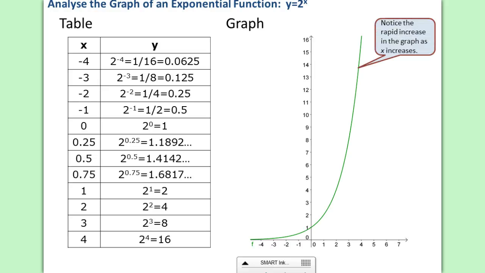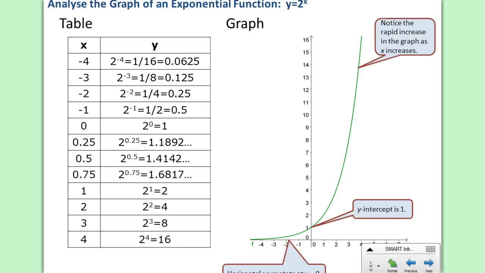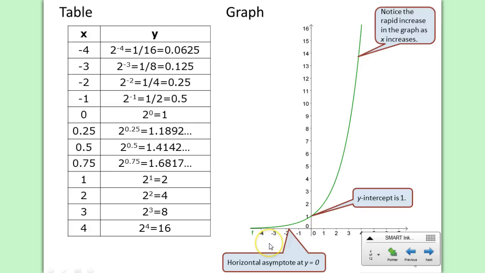What are its characteristics? Well, we notice, as it says, rapid increase. The y-intercept is 1. It has a horizontal asymptote of y equals 0. That's important. The graph increases slowly as x is less than 0. So as it moves this way, what it's saying is when x is less than 0, it increases really slowly, but when x gets bigger than 0, it goes a lot faster. Okay.